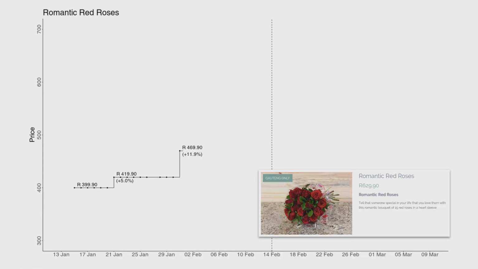If you want to get screwed on Valentine's Day, buy roses. Here's why. From the middle of January, the price of roses increased repeatedly, so that by the time Valentine's Day rolled around, you were paying 50% more per bunch. That's really getting screwed. And not in a good way.